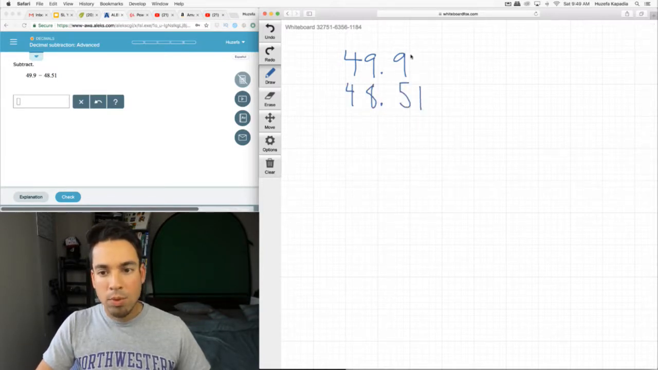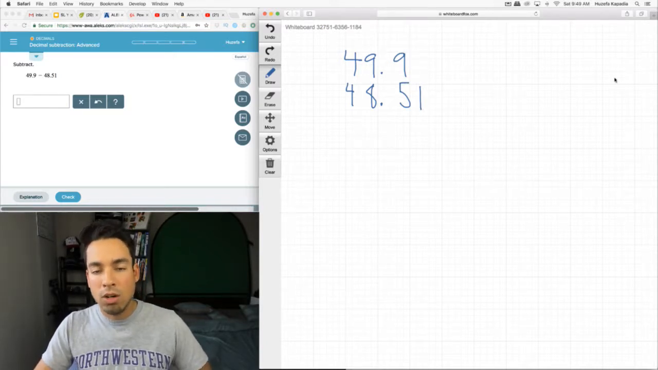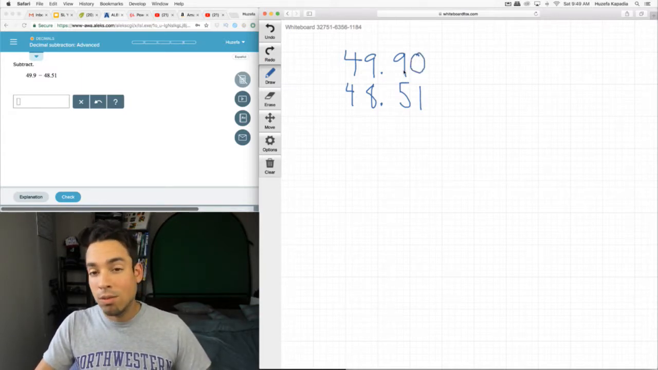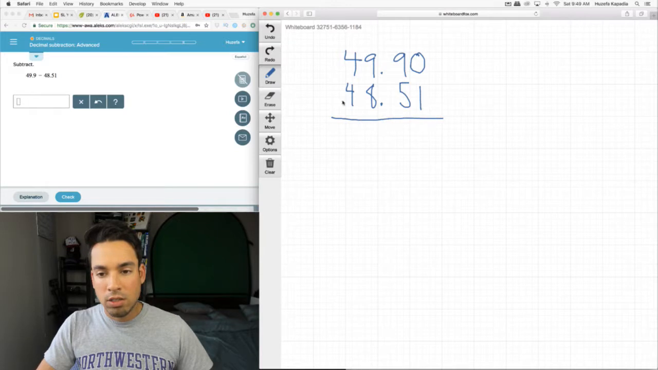5, 1. But we don't have a digit here, it's short a digit. Well, remember, there's an infinite amount of zeros that go to the right after the decimal. So we can just throw on a 0 there, because it's there, we just didn't write it. And now we can subtract this, no problem.